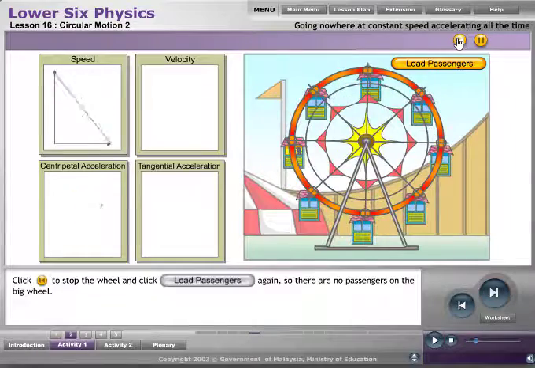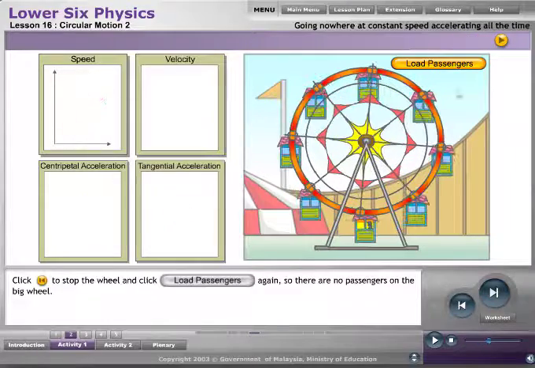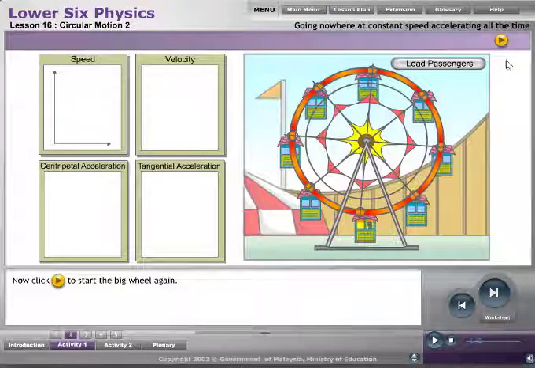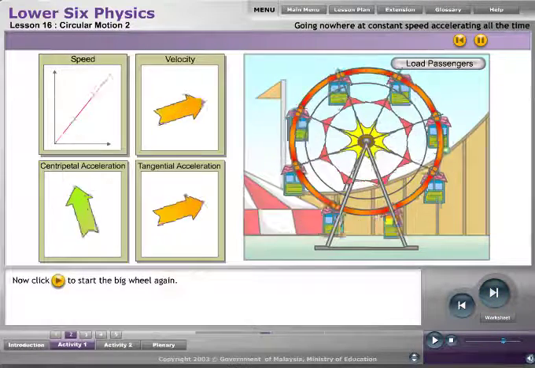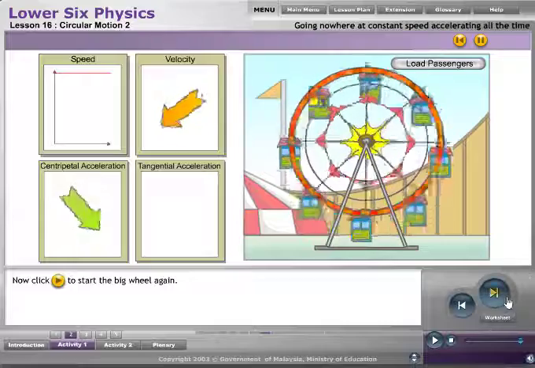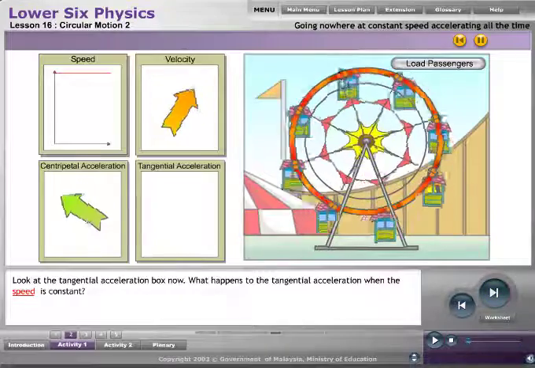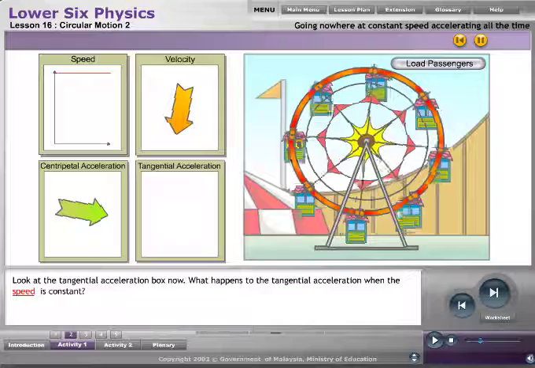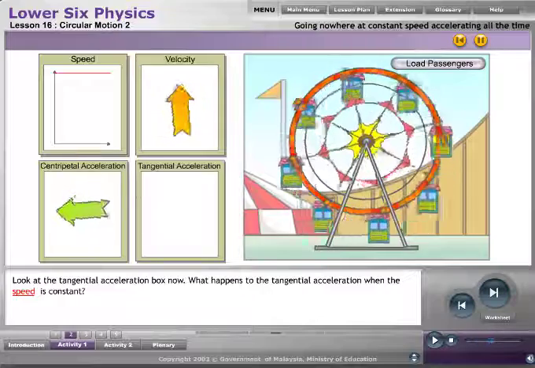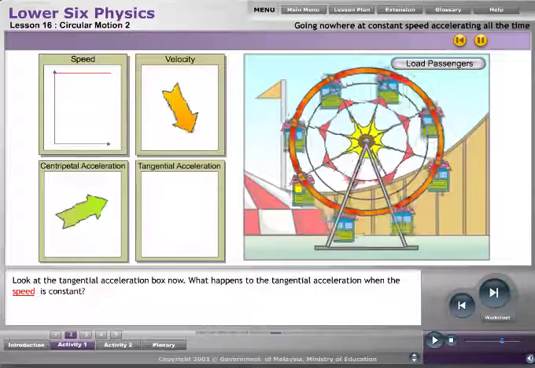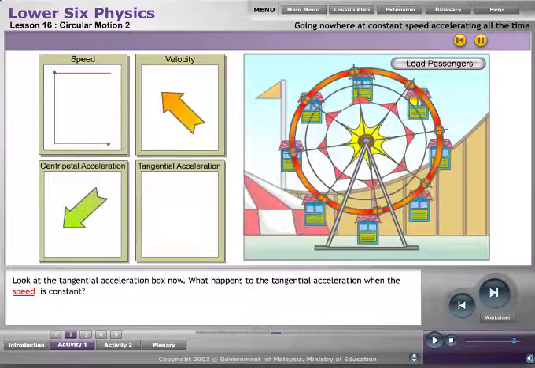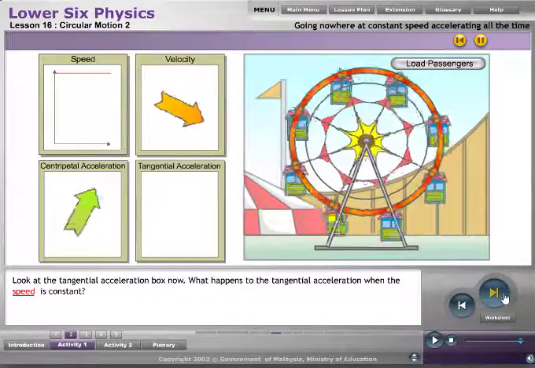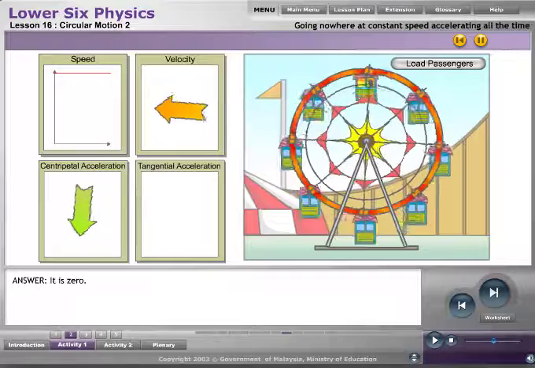Click Reverse button to stop the wheel and click Load Passengers button again so there are no passengers on the big wheel. Now click Play button to start the big wheel again. Look at the tangential acceleration box now. What happens to the tangential acceleration when the speed is constant? Answer: it is 0.